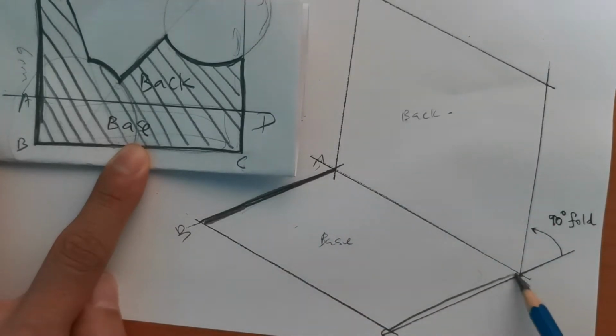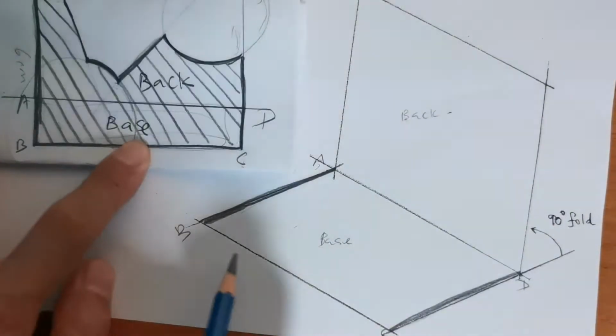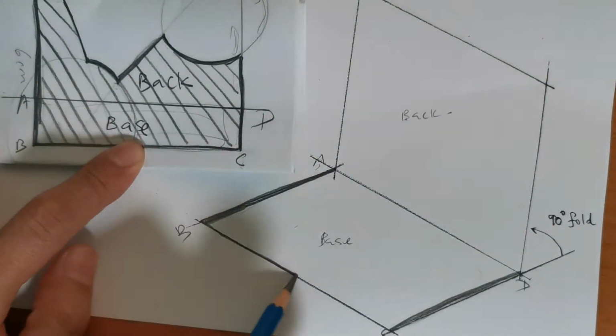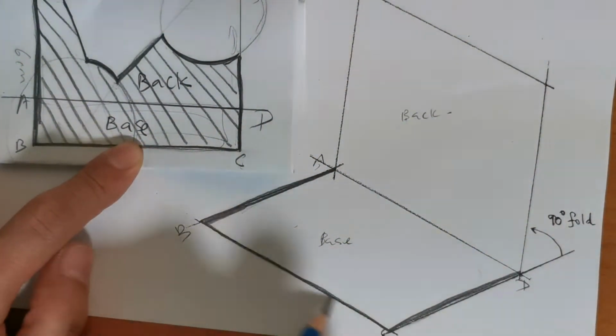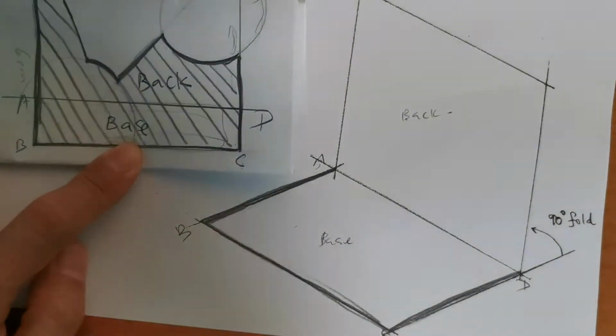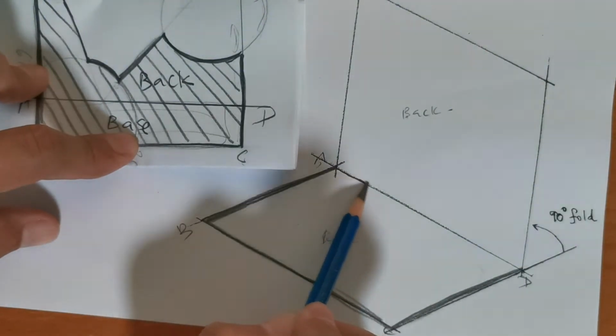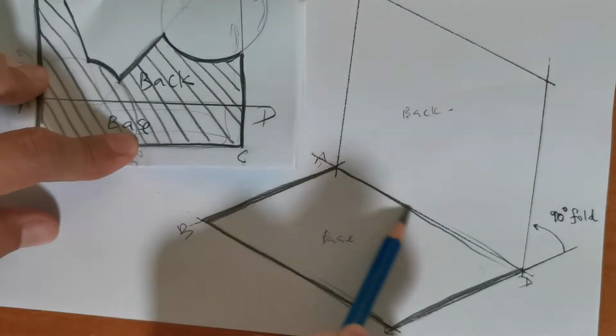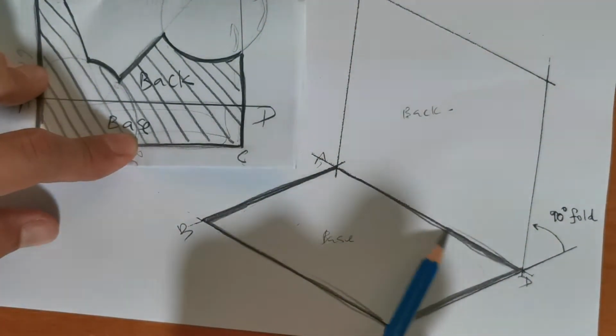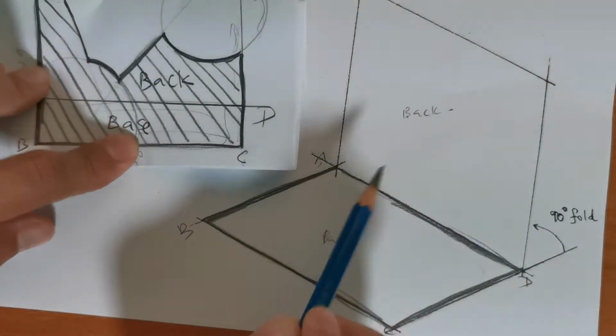Darken the outline. I'll darken the outline here. Okay, so I have completed my tracing of the base.